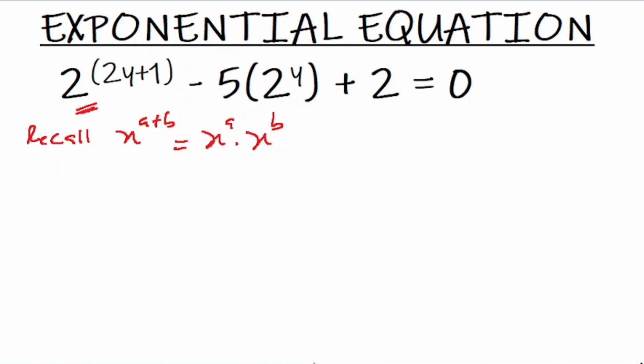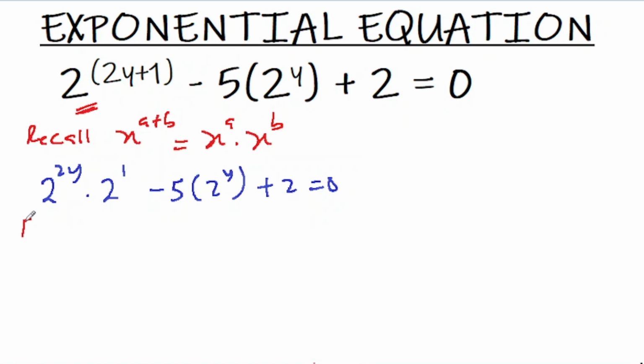Alright, so that will make us rewrite 2 raised to power 2y plus 1 as 2 raised to power 2y multiplied by 2 raised to power 1. Okay, negative 5, so we have 2 raised to power y plus 2 is equal to 0. Alright, so we are going to recall another law of indices, and the law states that x to the power of m multiplied by n is equal to x to the power of m, everything in bracket, to the power of n.